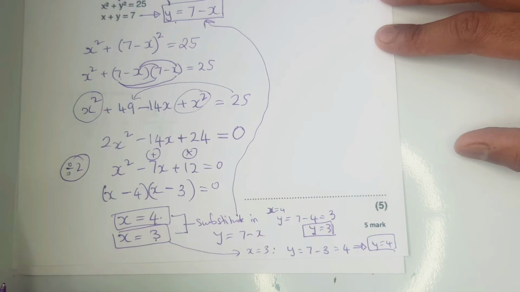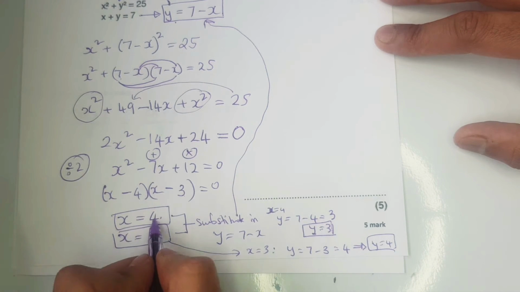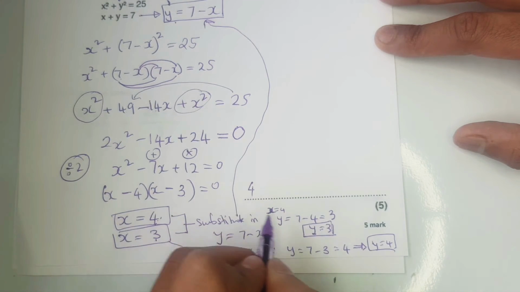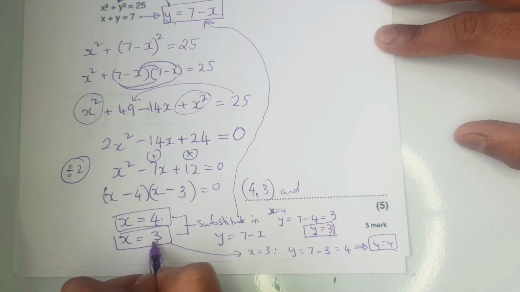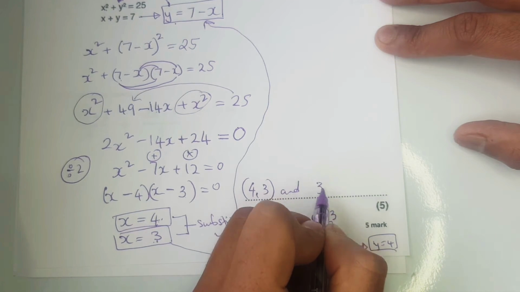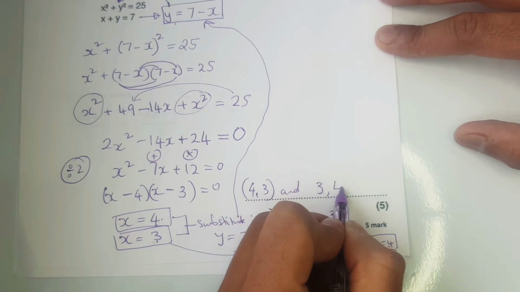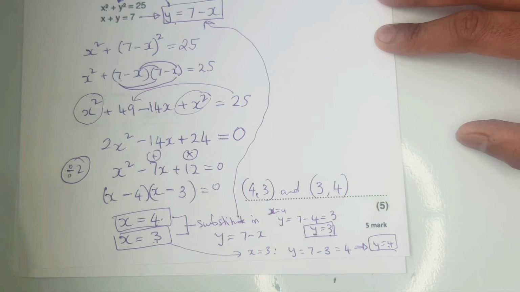Or a lot of people prefer to write it in terms of coordinates. So you got 4 corresponds with this y, which is 3, and 3, the x coordinate here, corresponds with this y coordinate, which is 4. And that's your 5 marks.